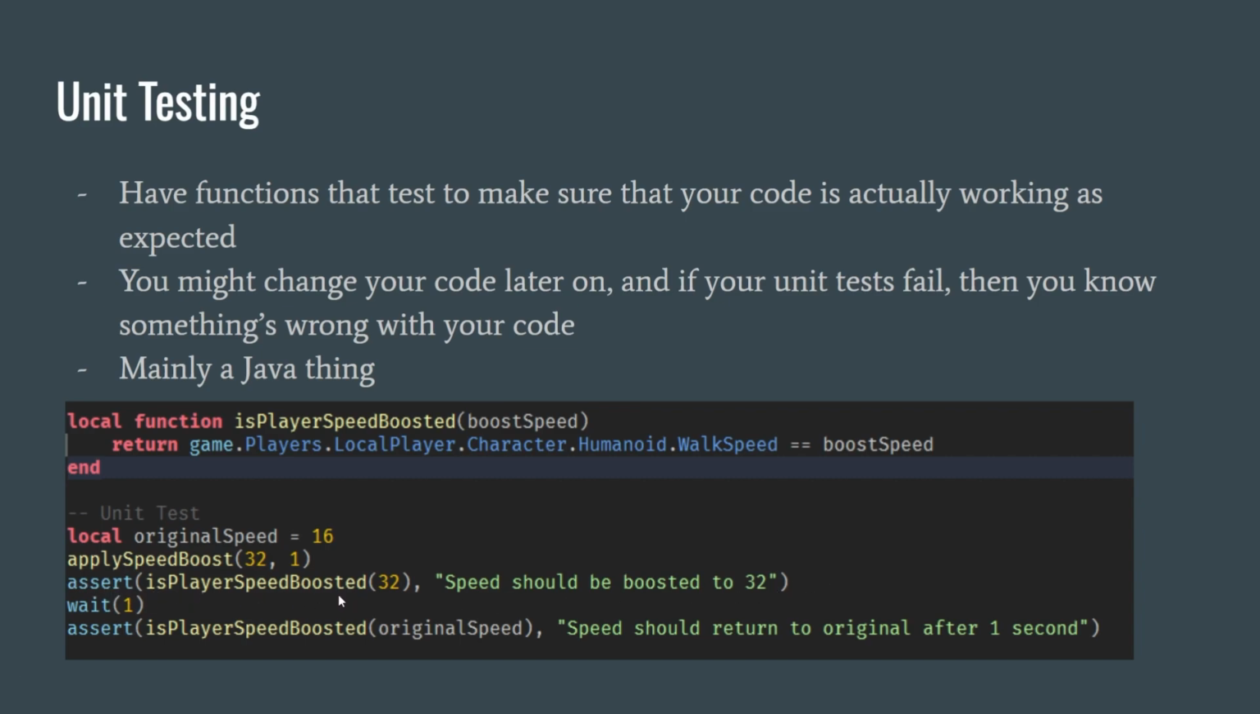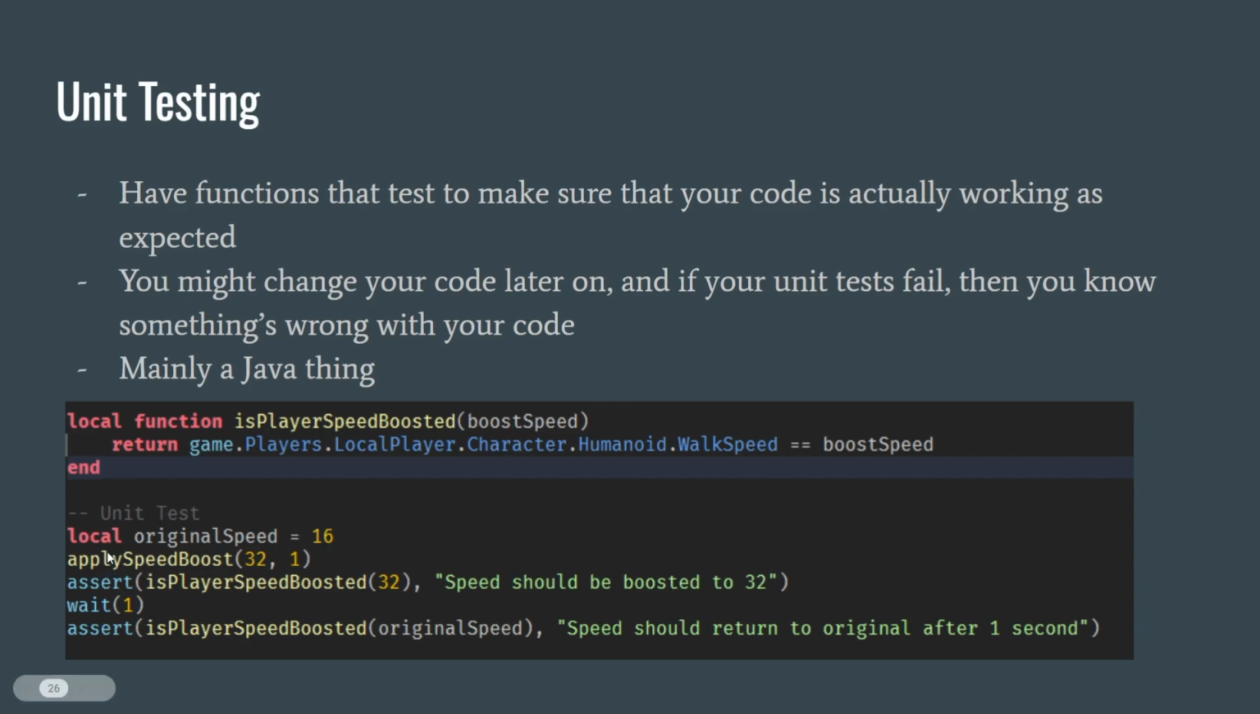We're checking if that player's walk speed is actually set to 32 like we want it to, because this line is supposed to set the walk speed to 32, but we don't know if it did that or not. So we're using this assert statement. This will basically run this function, and then it's going to make sure that the expected output is equal to the actual output. So if is player speed boosted 32 is equal to false, that means the walk speed is not equal to 32, then it will throw us an error.